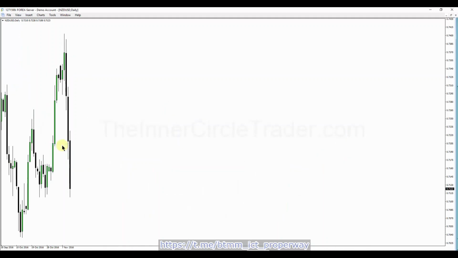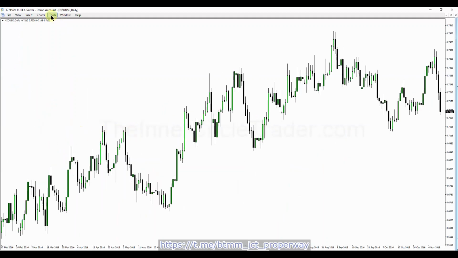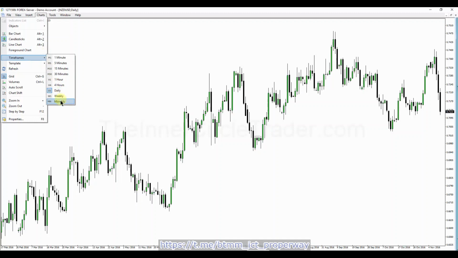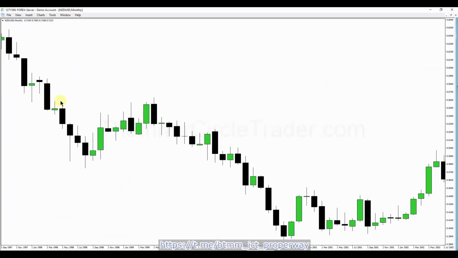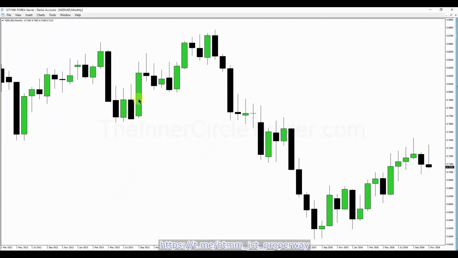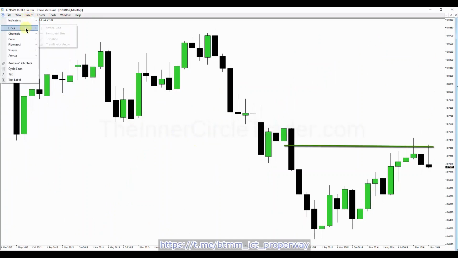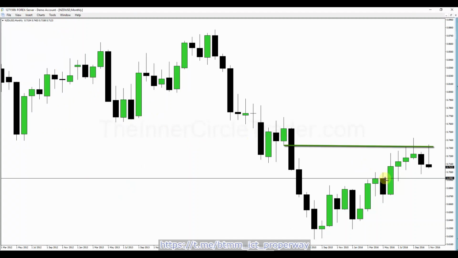Let's use Kiwi dollar, and go to a monthly. Okay, so we have the last down candle here and the most recent up candle here. And we've moved away from the last up candle, exercising this as a bearish order block.